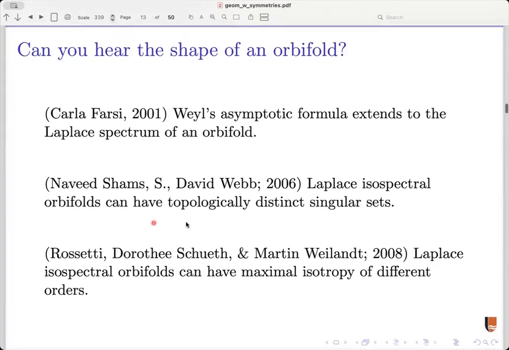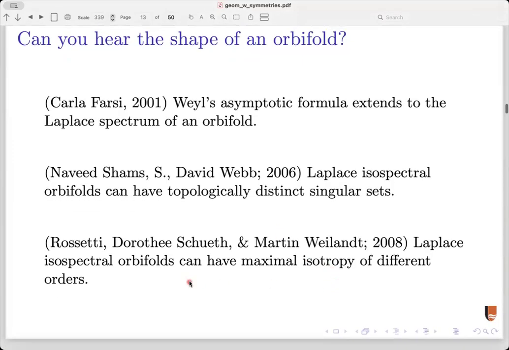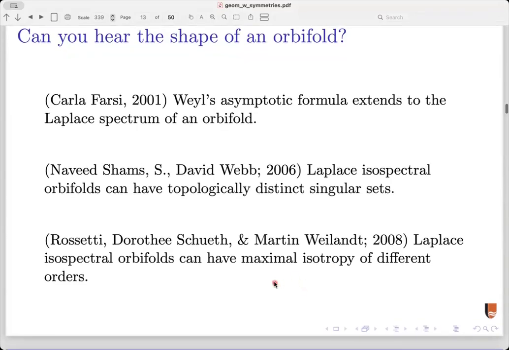In 2006, Naveed Shams, myself, and David Webb cooked up some Laplace isospectral orbifolds with topologically distinct singular sets. This is really early results, simply saying you can't hear the topology of the singular set. The singular stratification in these orbifolds had different numbers of connected components. And then shortly after that, Juan Pablo Rossetti, Dorothy Schueth, and Martin Weilandt showed examples of isospectral orbifolds that have maximal isotropy of different orders. So you can think of a really narrow cone point as really high isotropy and a really wide cone point as low isotropy. In their examples, that maximal isotropy that appears in the orbifold is different.